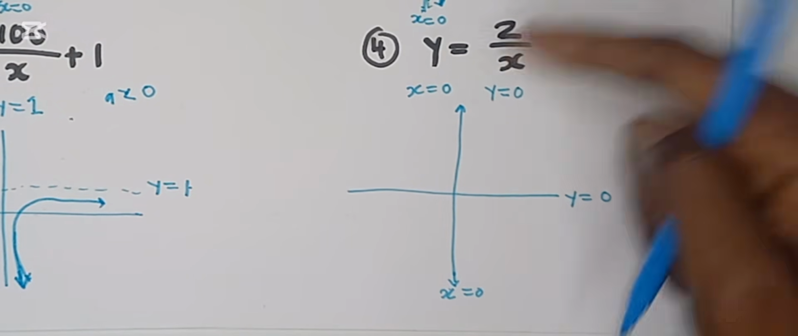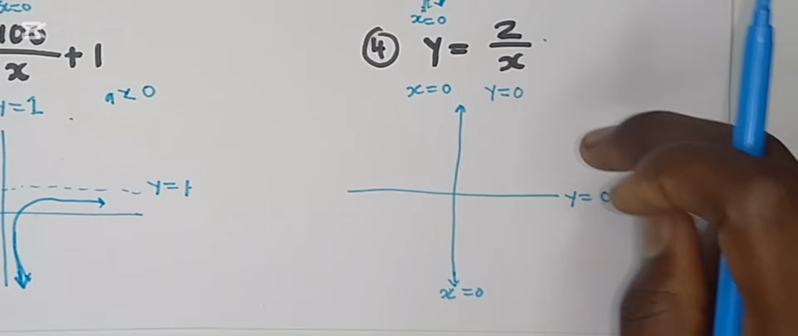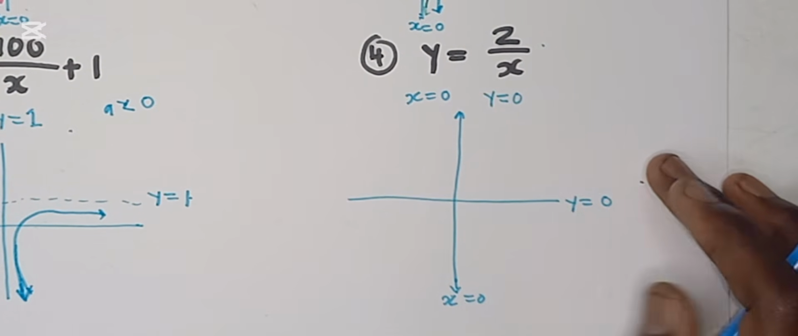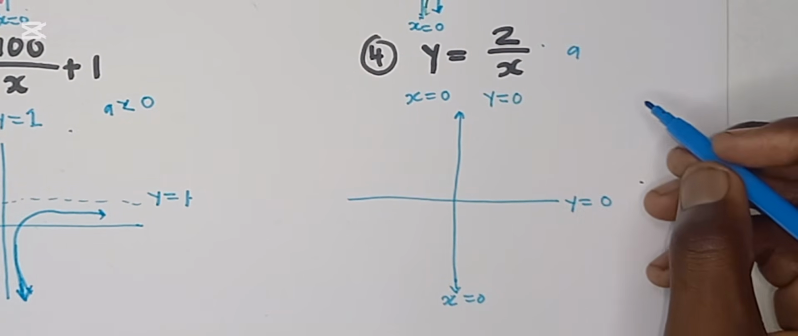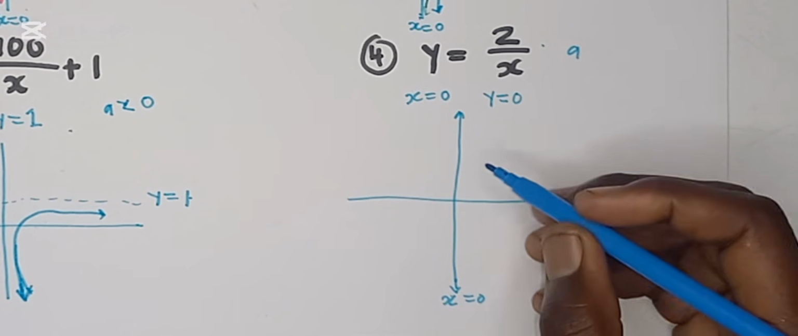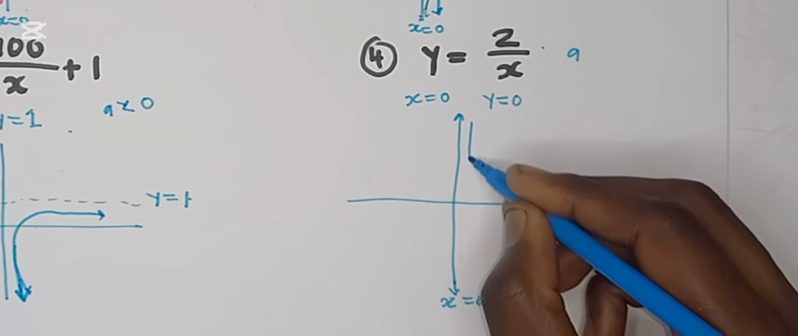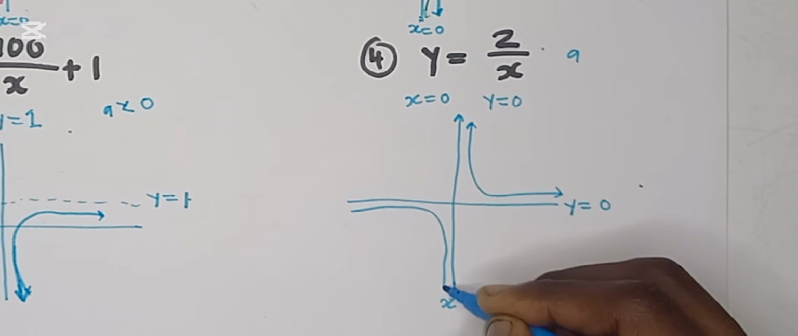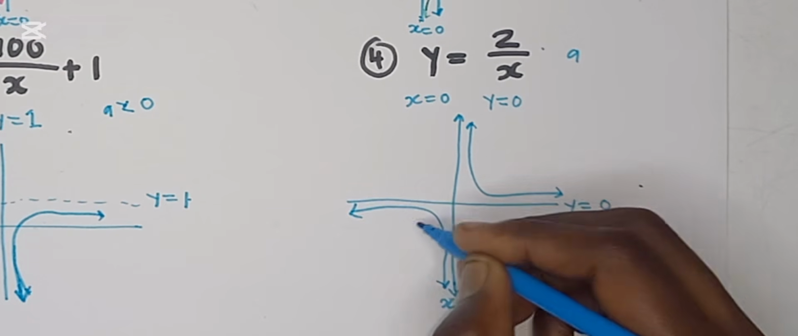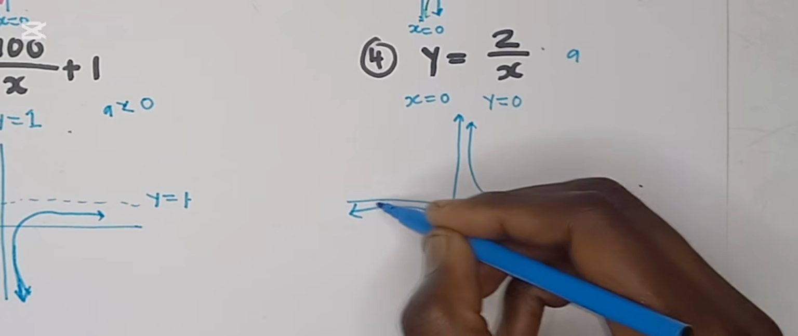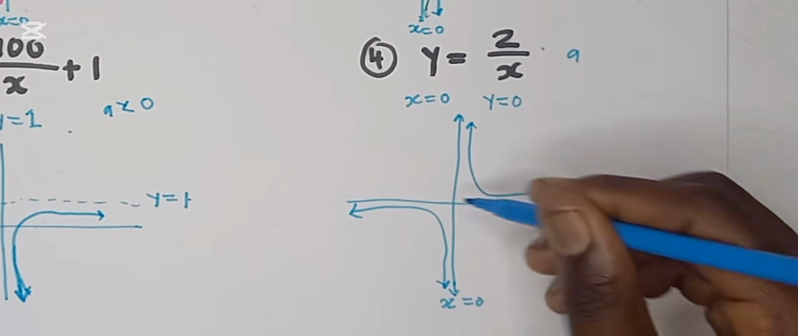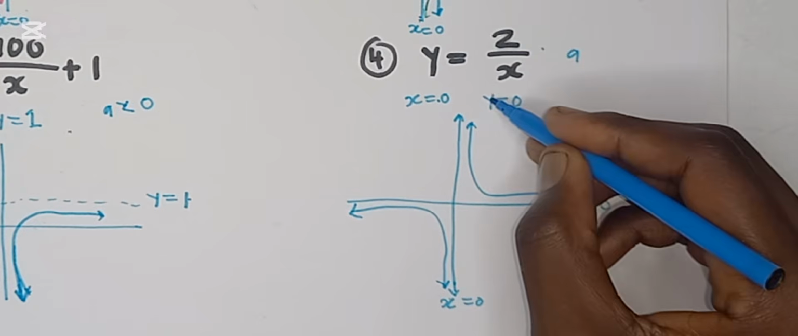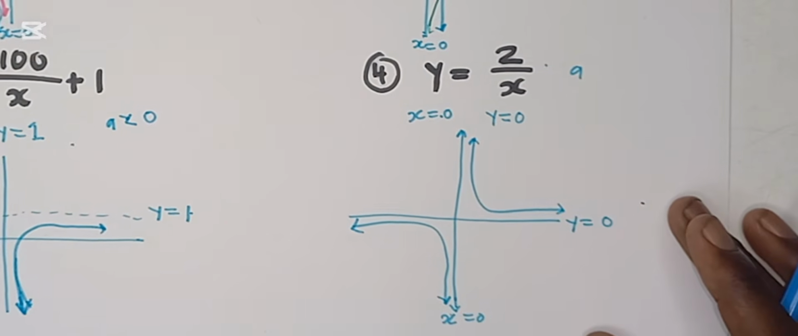Perfect. This is where your teacher will start to show you this kind of graph. So what is the value of a? Is it positive or negative? It is positive. So it's going to be somewhere here, and also in this quadrant. This graph does not touch what? It does not touch our asymptotes, which are x equals 0 and y equals 0.